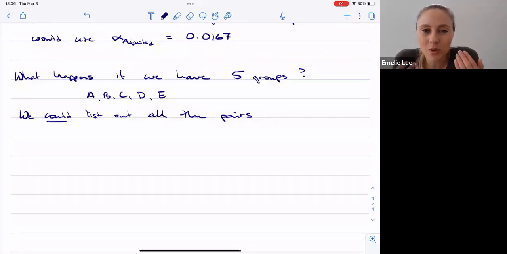But what happens is the more pairs that we're looking at, the more plausible it's going to be that one of those is going to be significant, even if there's not a truly significant difference, just by variability and how randomness works. There's going to be a significant difference just by random chance alone. And that's what we're trying to avoid. We're trying to highlight the differences that are truly different, not just by random chance.